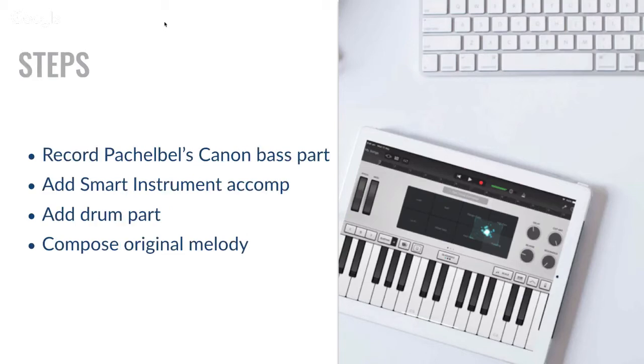So the steps for this lesson are that the kids will record the bass part of Pachelbel's Canon. Then really the rest is optional, any of these things or all of these things. You can add a smart instrument accompaniment. I'll talk a little bit more about that in a moment. You can add a drum part, and again, there's many ways to do this in GarageBand, from instantaneous and easy through to creating something from scratch. And the last thing that I've suggested is that they compose an original melody to go over the top. So not one of the ones that's in the piece of music itself, but something they've composed themselves to go with it.